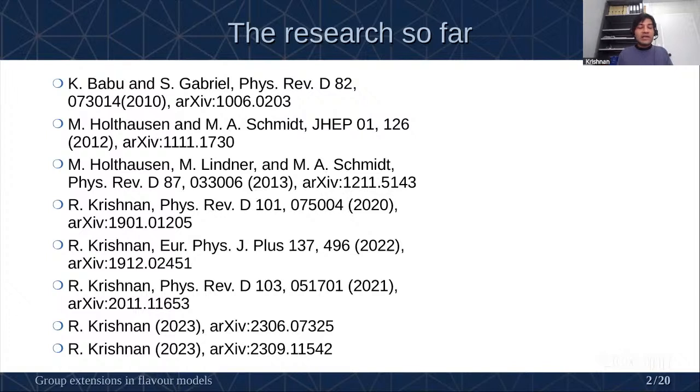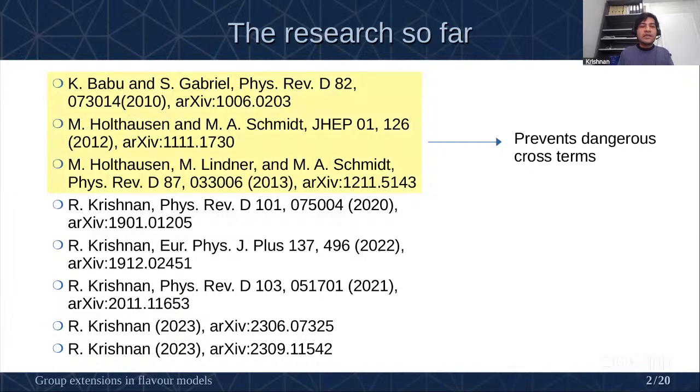So you can see that half of these are my papers, and initially there were these three works. This was done in early 2010. And these papers showed that if you use group extension, then the first problem I talked about, that means the dangerous bad cross couplings between different fields, can be avoided. So what they showed was that you don't have to assume that there are extra dimensions, and that different fields live in different dimensions, etc. That's not needed. You can do it in a much simpler way. So this is what they did.